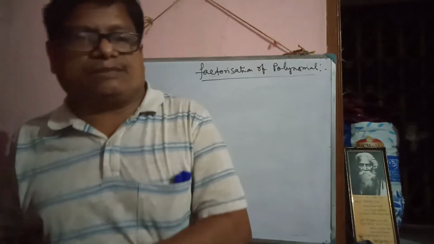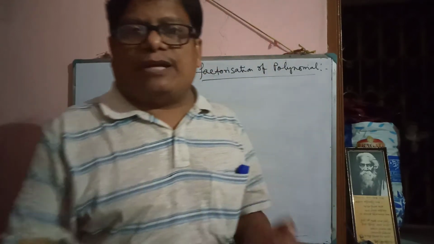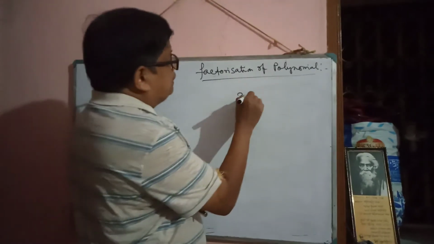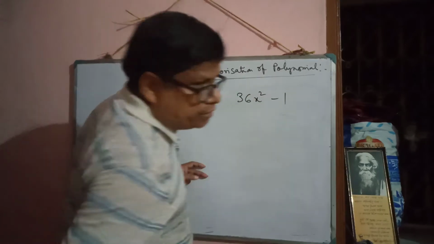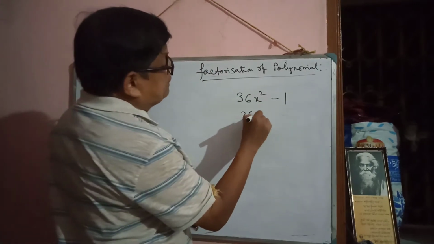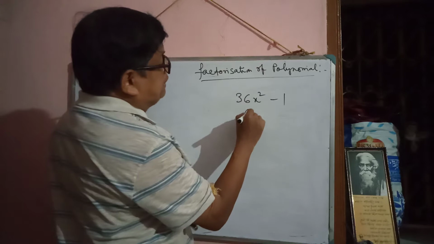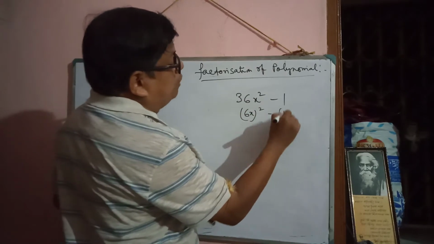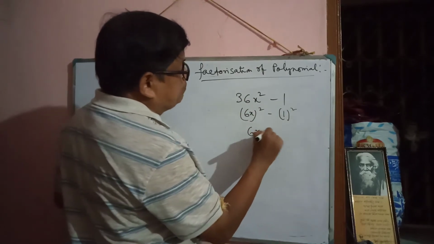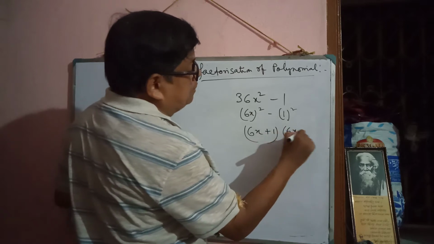Suppose x square minus y square. We all know it is x plus y, x minus y. Suppose 36x square minus 1. All of you know it can be 6x whole square minus 1 whole square. So we can write 6x plus 1, 6x minus 1.